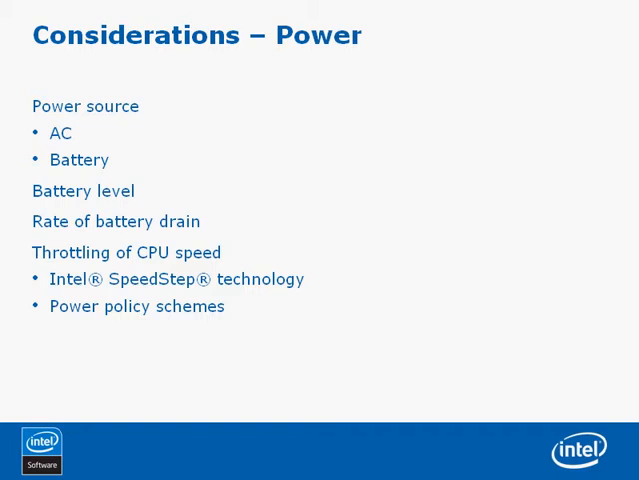CPU speed throttling using Intel SpeedStep technology occurs automatically based on current battery level. This behavior can be modified by the user by specifying different power policy schemes. Being aware of this selected policy can allow an application to scale performance in a manner in line with user expectations.